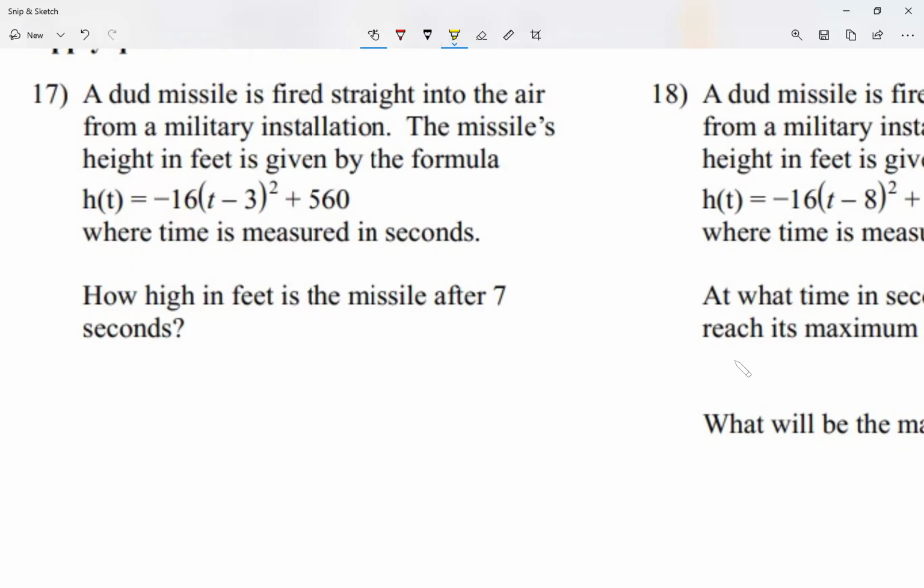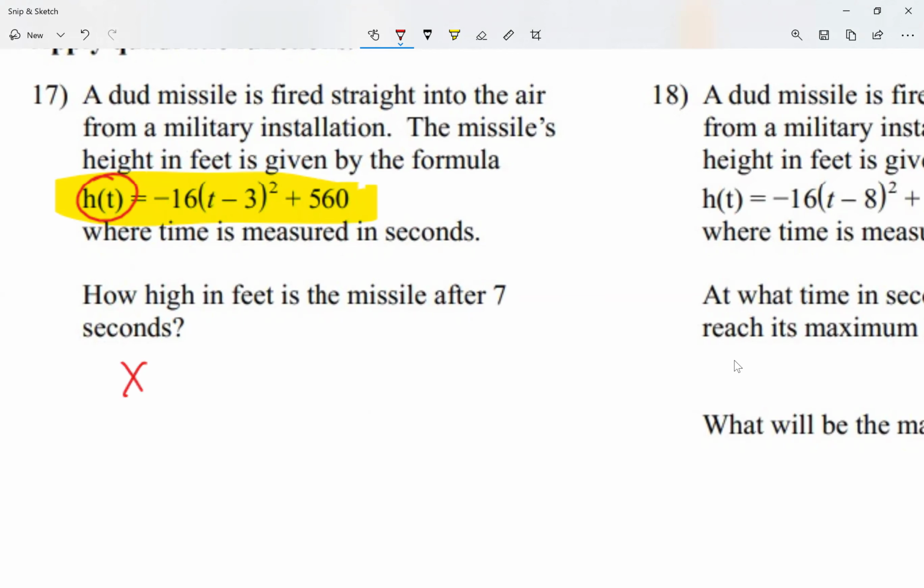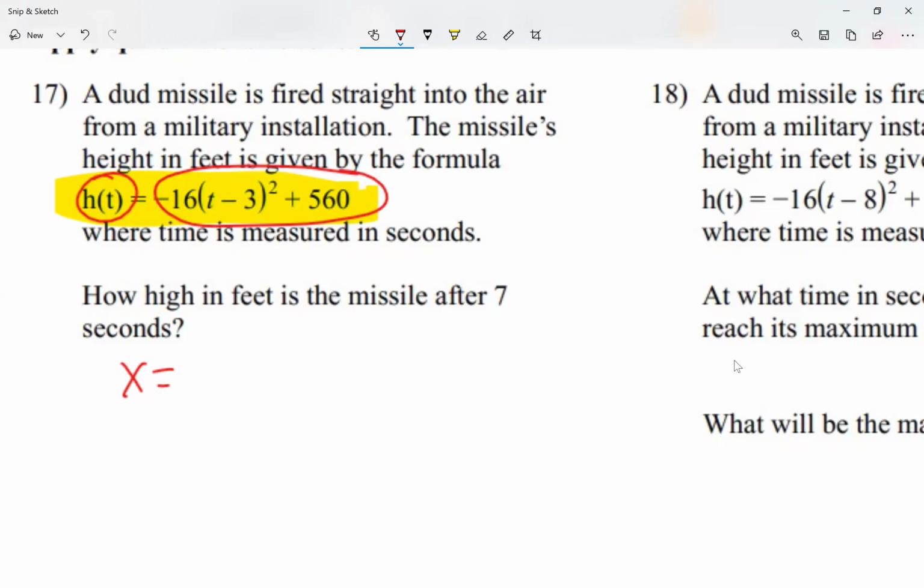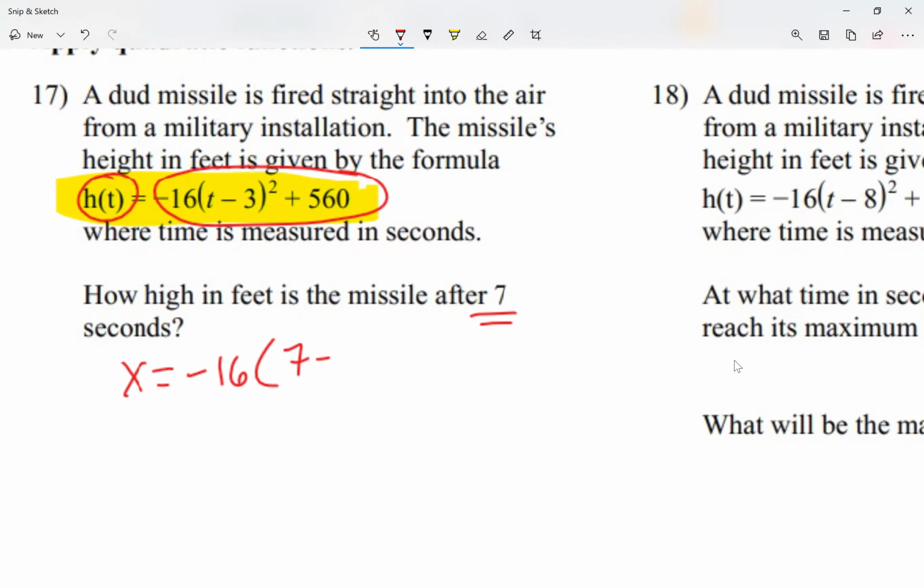So remember, this formula is going to give us the height. H of t is height. We don't know the height right now. That is what we're solving. Now in mathematics, when we don't know the value of something, we replace it with a letter. I don't know the height, so I'm going to replace it with a letter. How about the letter X? Equals. And on the rest of my equation, I know the time, 7 seconds. So I'm going to rewrite all of that, but instead of t, I'm going to write 7. So I have negative 16 times the quantity 7 minus 3 squared plus 560.